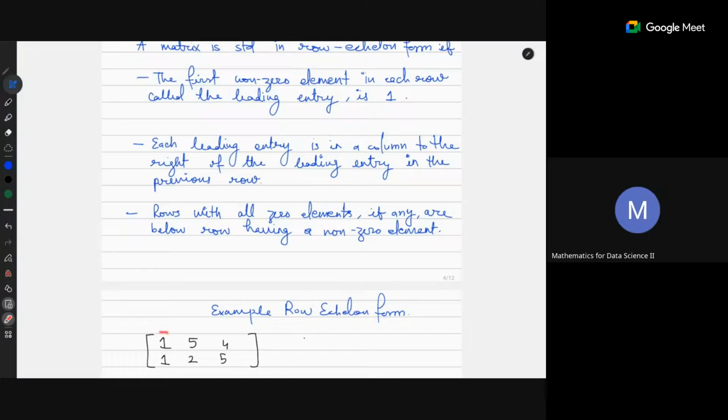All right. So if I look at this first row, there is no column to the right of it and no column to the left of it. Okay. So I don't need to worry about it.